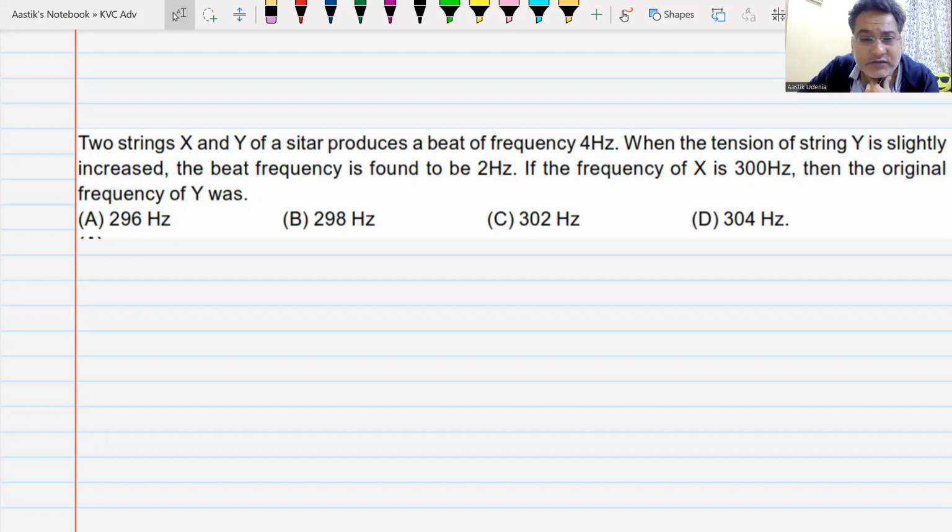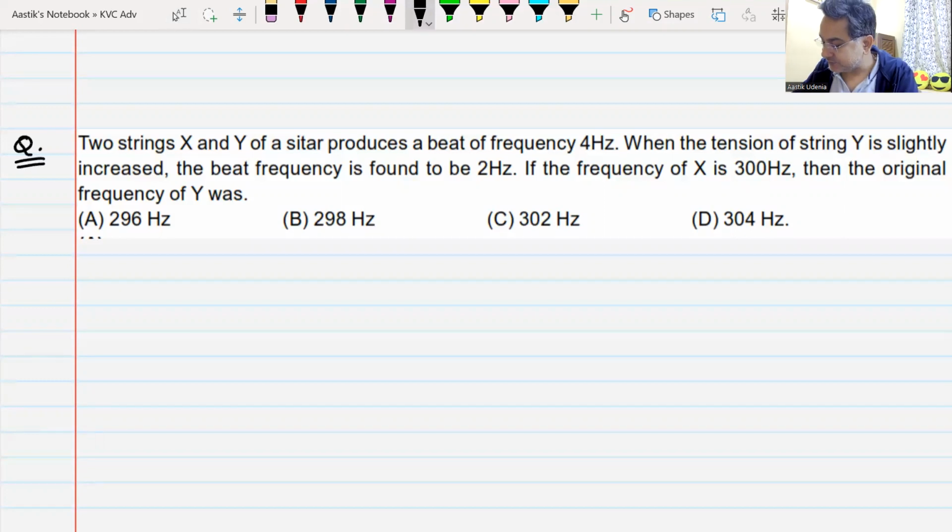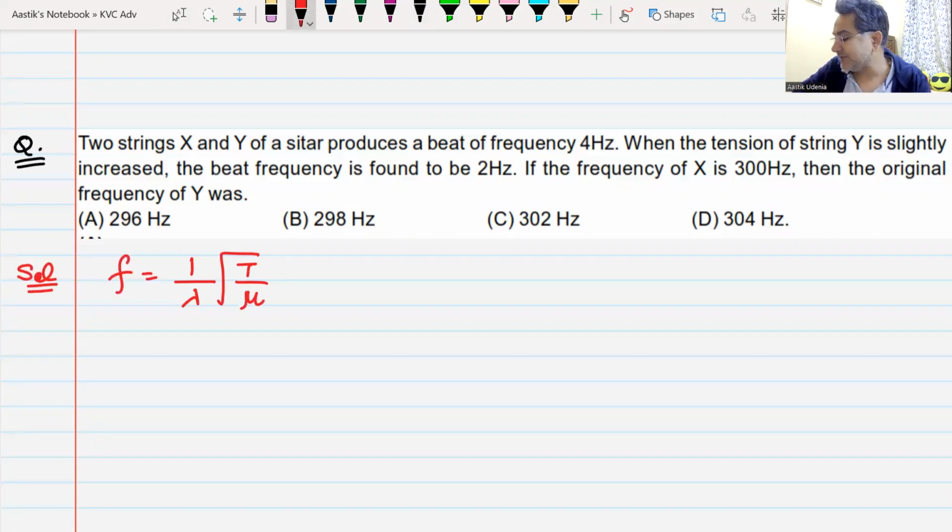I will give you 2 minutes to give me this answer. Yes, the answer is 296. How did you get it? Sir, we increased the tension. Frequency is 1 by lambda into root over T by mu. Remember for strings? Yes, sir.